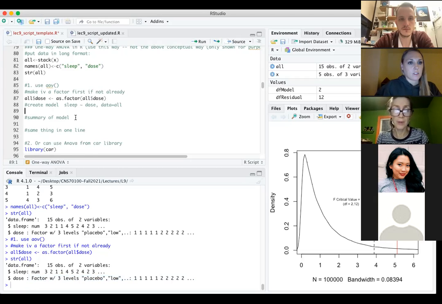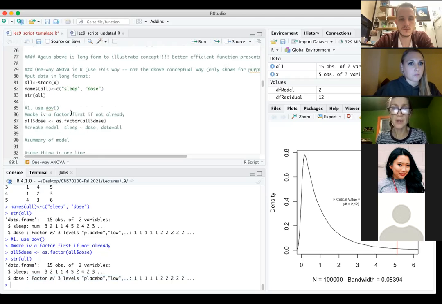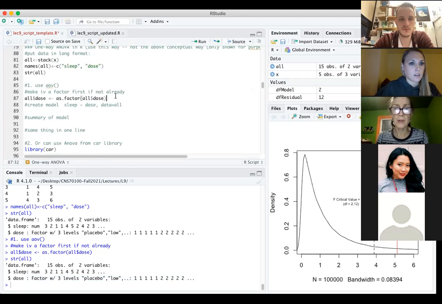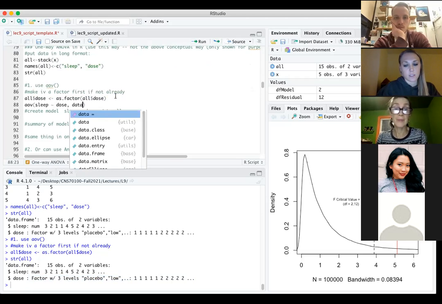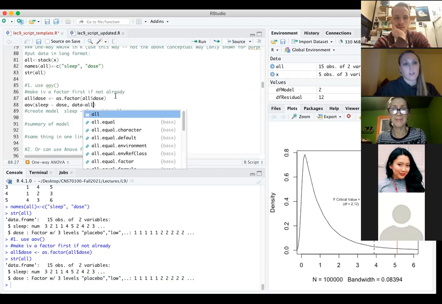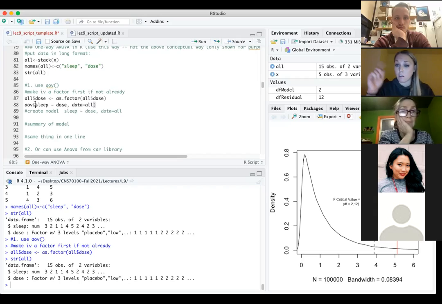And now we're going to create the model, AOV. So our formula is going to be sleep. You always want your dependent first, your tilde, and then dose, and then you can specify your data set here. Alternatively, you can also do all $sleep tilde all $dose, and then you don't have to input this. Does the exact same thing.